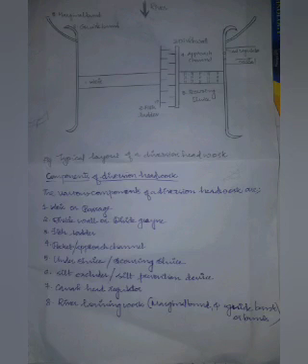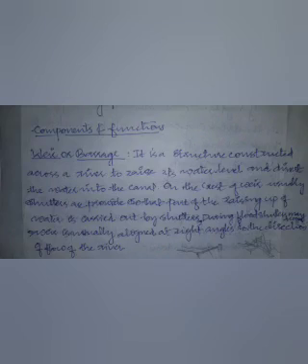Components and functions. The figure shows a typical layout of a diversion headwork. The components of diversion headwork are weir or barrage, divide wall or divide groyne, fish ladder, pocket or approach channel, under sluice or scouring sluice, silt excluder or silt prevention device, canal head regulator, river training work, that is marginal bund and guide bank or bunds.